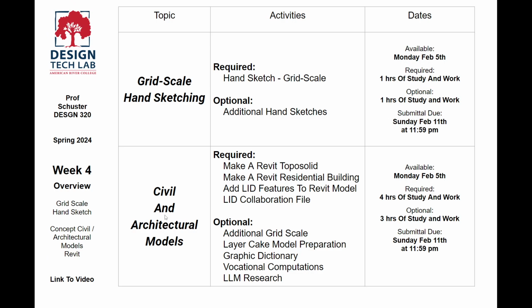And for our civil and architectural models, we're going to move into Revit now. Whereas in SketchUp we did a press pull, here we're going to make a topo solid, and it's much more detailed and precise than what you can get with a SketchUp model. That's important, as you'll see in the videos, if you really need to have a good visualization and a good model to work with of what's really there. And once we have a topo solid, the ground, again, we can put a residential building on it.